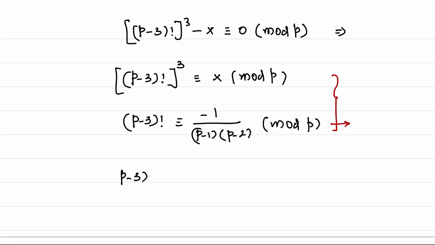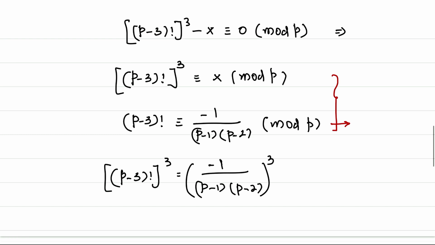(P minus 3 factorial) whole cube. Can we write it like this? Minus 1 by (P minus 1) into (P minus 2), this whole cube mod P. We are only rewriting the second equation in this form, so that the first equation and the second equation look similar.